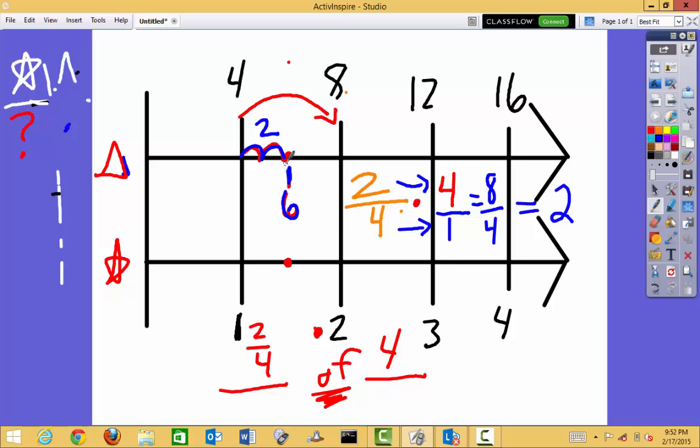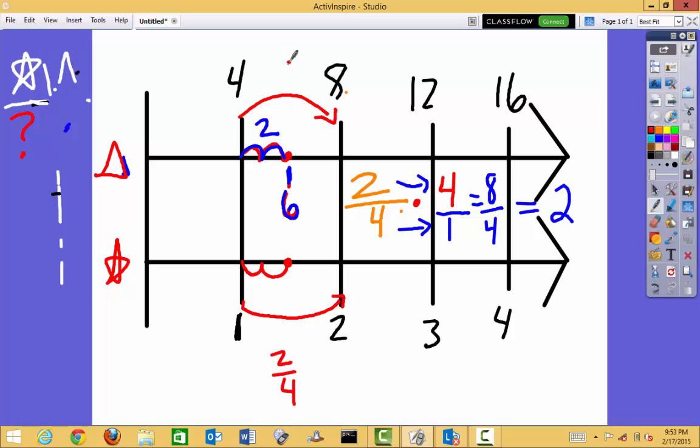This is the hard part, though, so please pay attention. What I need to do now is figure out, how do I get this spot over here? Well, I know I'm going the same number of jumps. I'm going 1, 2, or I can think of it as I'm going 1/2. I'm going to use that 2/4. But this time, my unit is not 4. Up here it was 4, but down here it's not. This time it's only 1. From 1 to 2, that's only 1 spot. So it's going to be 2/4 of 1, or 2/4 times 1.